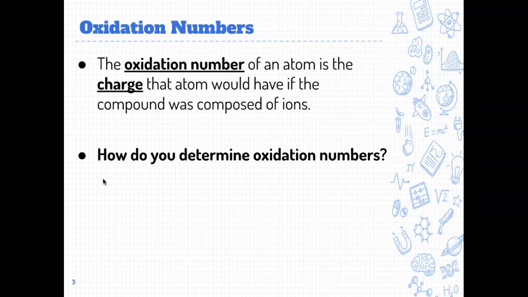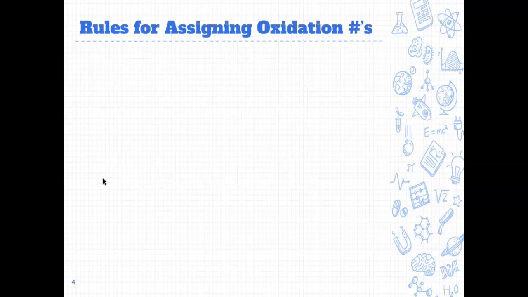So how do you determine an oxidation number? Hey guys, guess what? You just get to memorize a bunch of rules. And again, a lot of this is stuff that we already know. We're just going to apply it in a different way. So, yep, you got to memorize these rules. So, rules for assigning oxidation numbers.